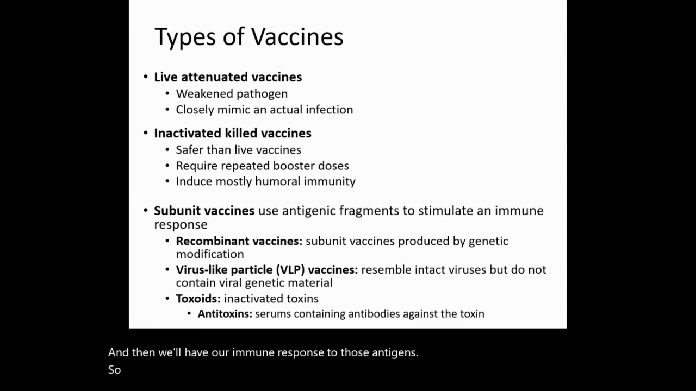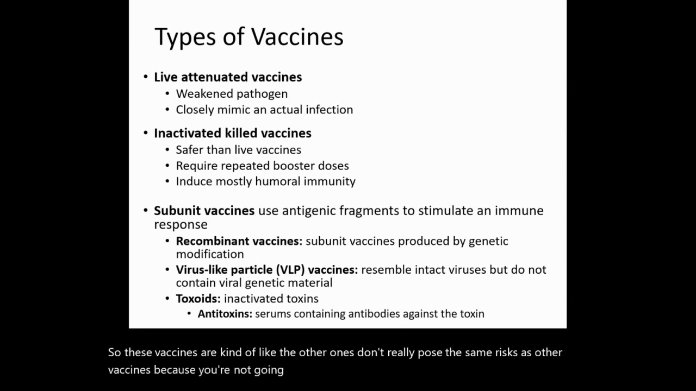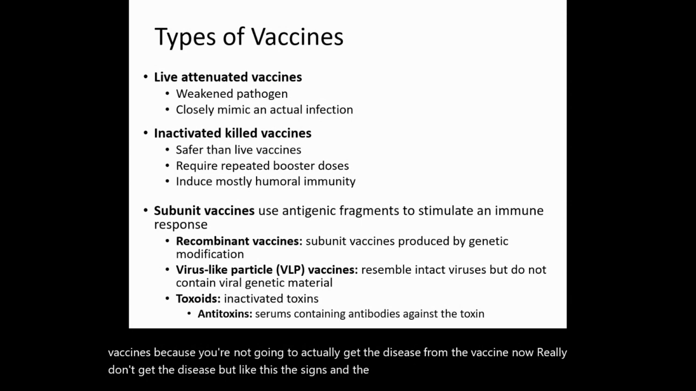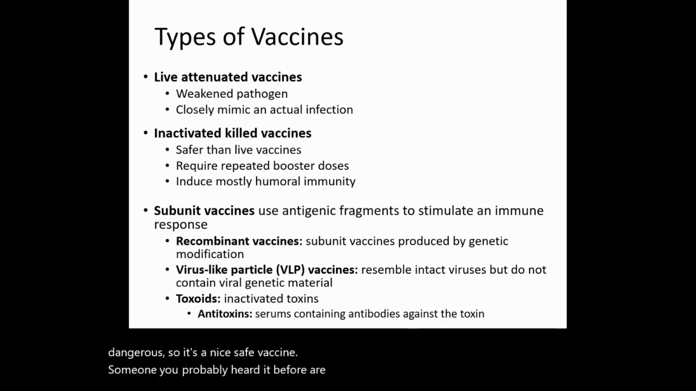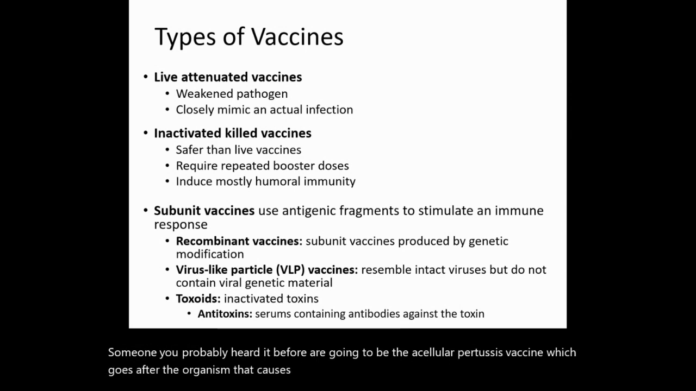So these vaccines, kind of like the other ones, don't really pose the same risks as other vaccines because you're not going to actually get the disease from the vaccine. Now, you normally don't get the disease, and the signs and the symptoms associated with the disease, you don't normally get any of those. There's no chance of anything reverting and becoming dangerous. So it's a nice, safe vaccine. Some ones you've probably heard of before are going to be the acellular pertussis vaccine, which goes after the organism that causes pertussis, aka whooping cough.